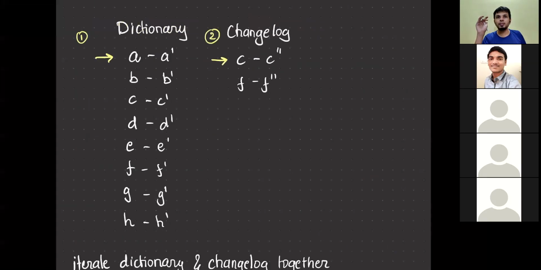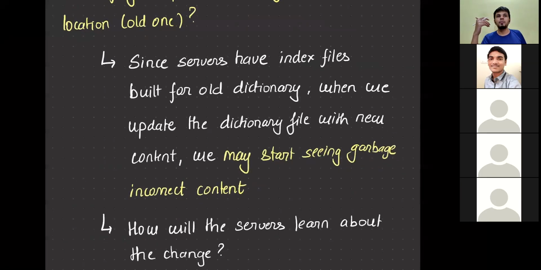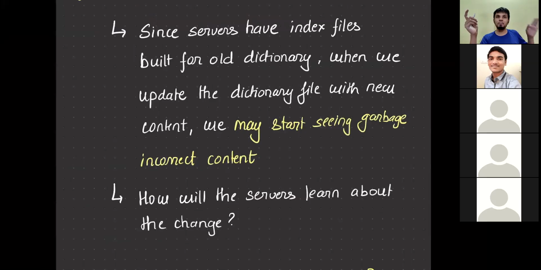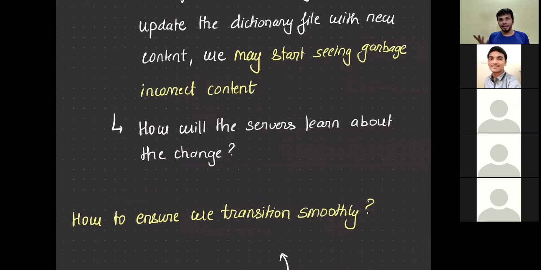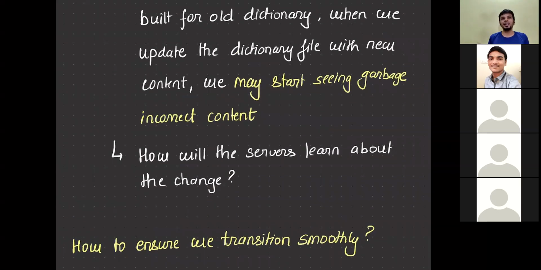Right. So this is where the new challenge would come in, where your servers have the index file built for the old dictionary, but we have updated the dictionary file with the new content. So when we would be making get queries over here, we would be getting old and garbage data or incorrect content to the users. Right. So this, although it looks like a very simple solution, would cause mayhem if you directly update the source data. Again, the problem is, how do we notify servers about this change?